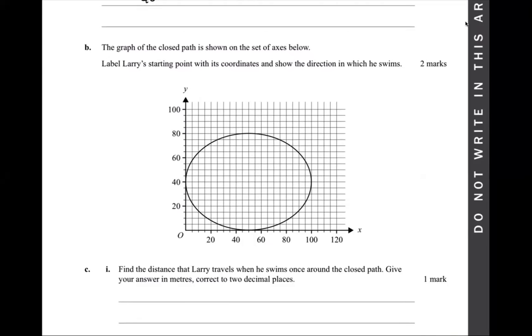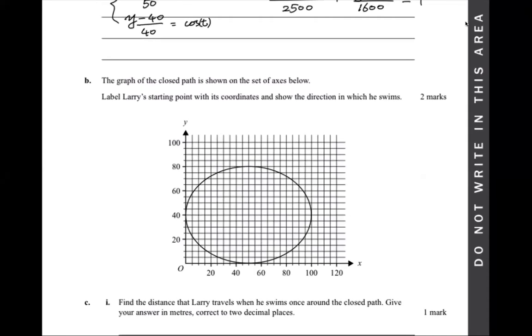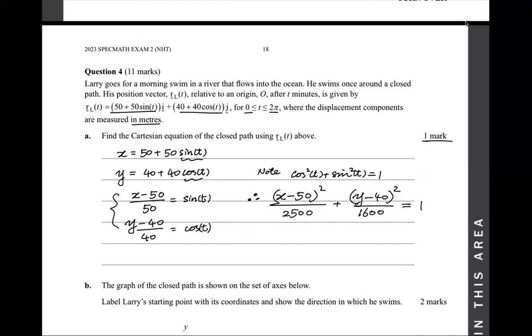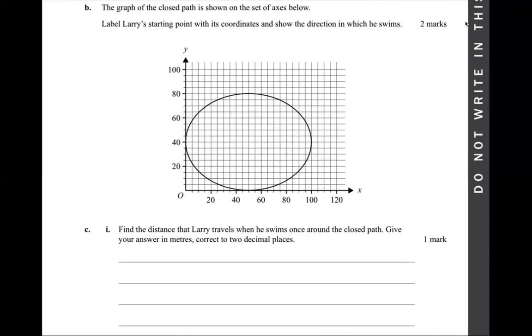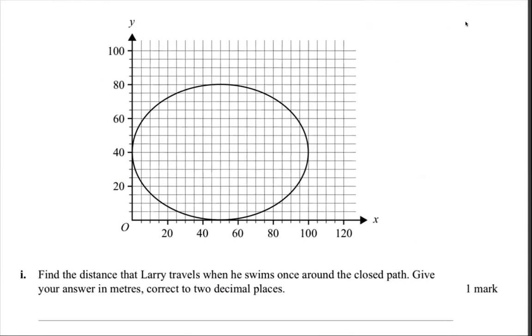Label Larry's starting point with its coordinate and show the direction in which he swims. So basically, if you put in 0, you should be able to get 50 plus 0i and 40 plus 40 cosine 0. That is 40 plus 40, 80j, so 50i plus 80j. 50, 80 is here, okay? r_Larry(0) equals 50i plus 80j, or (50, 80), all right?